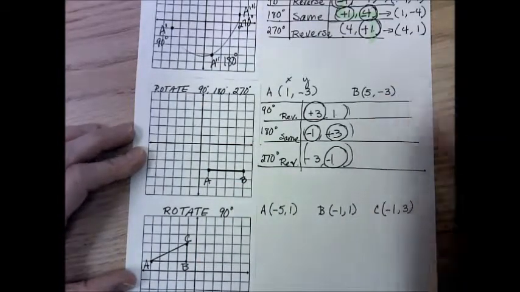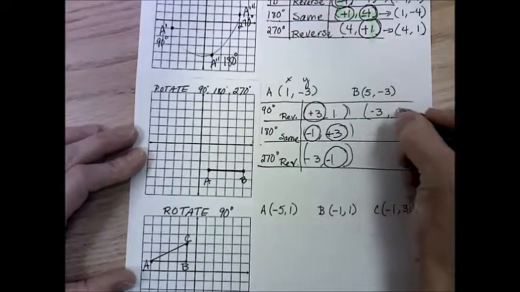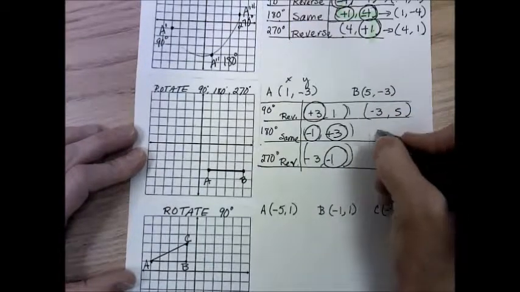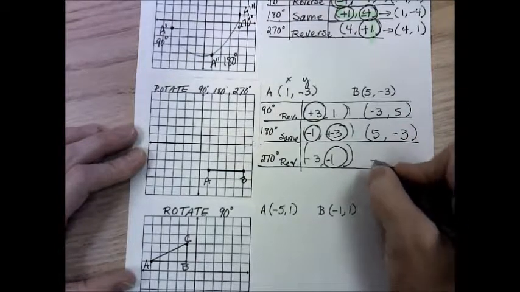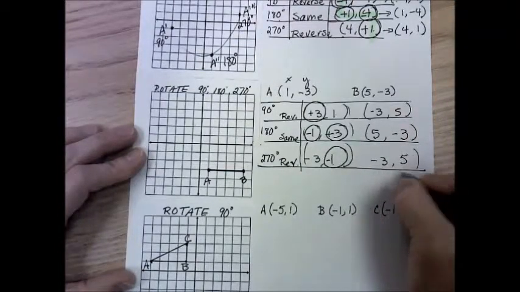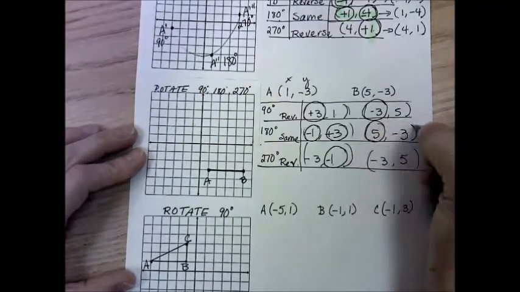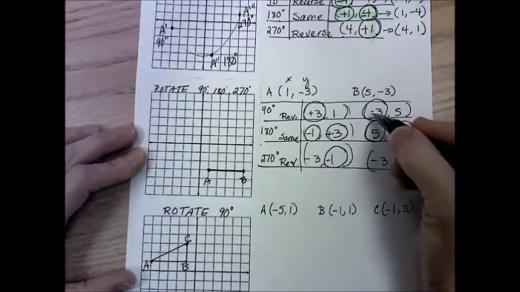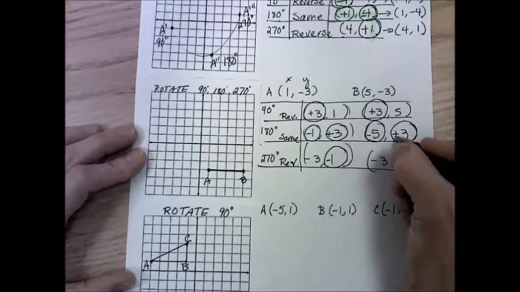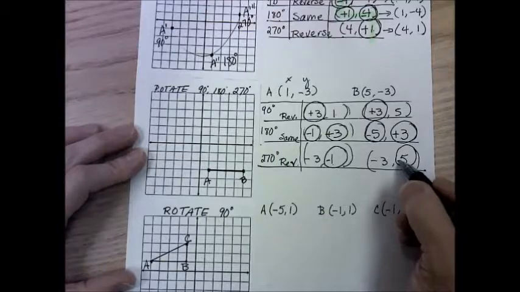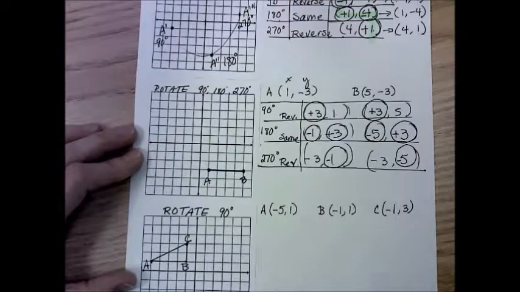Let's go ahead and do our B while we're at it. So for B, we're going to reverse our terms. So -3, 5. The terms stay the same for my 180, so this would be 5, -3. And my 270, I'm going to reverse the terms, and then I'm going to go down the stairs and change these signs here. And so -3 now becomes +3. This becomes -5. This becomes +3. And then my +5 now becomes negative. So these are my new ordered pairs for a 90, a 180, and a 270.